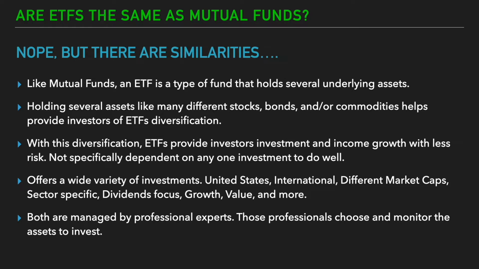Like mutual funds, an ETF is a type of fund that holds several underlying assets. So those securities they hold, they're underlying assets. Holding several assets, like many different stocks, bonds, and or commodities, helps provide investors in ETFs diversification. That's what I was telling you about previously here. Having that variety of stocks and everything provides a nice level of diversification, and mutual funds do the same thing as well. And with this diversification, like mutual funds, ETFs provide investors investment and income growth with less risk, not dependent on any one investment to do well. That's what I was telling you about.